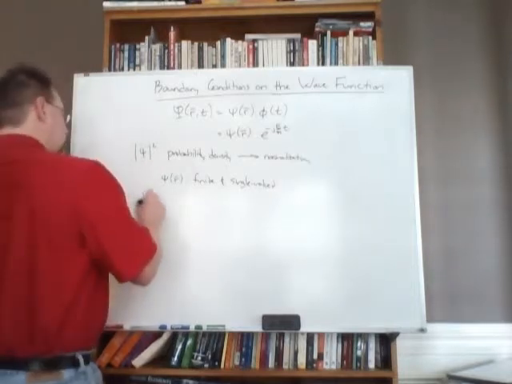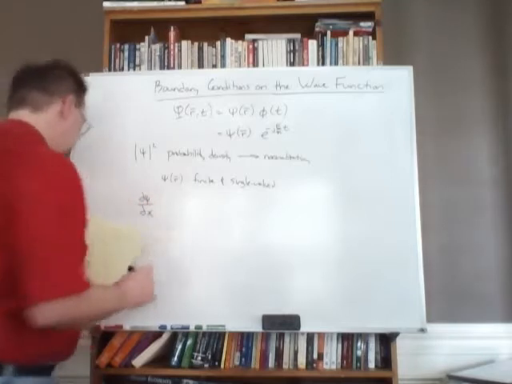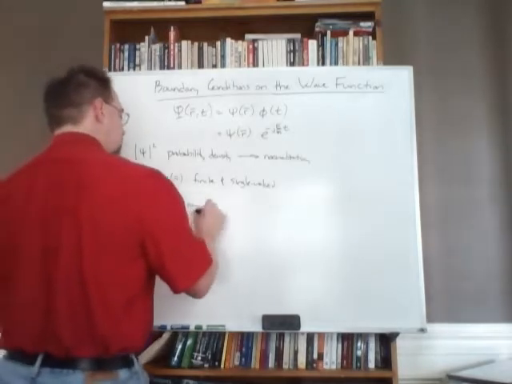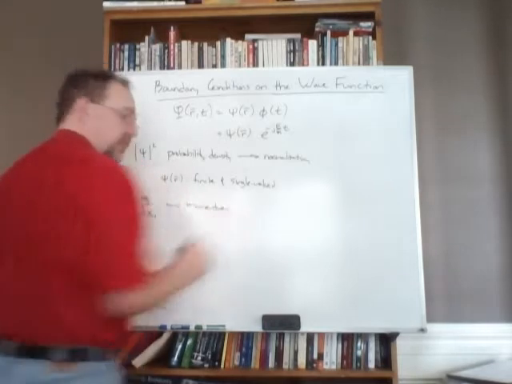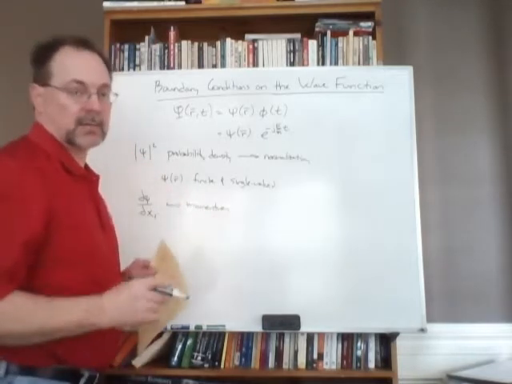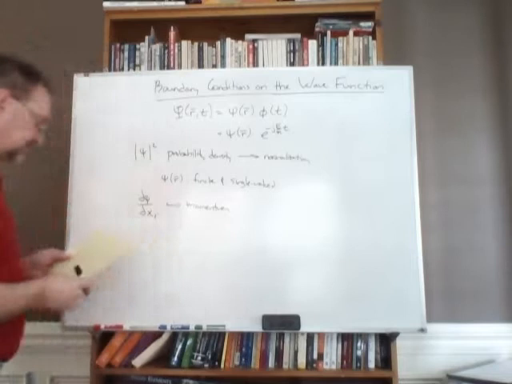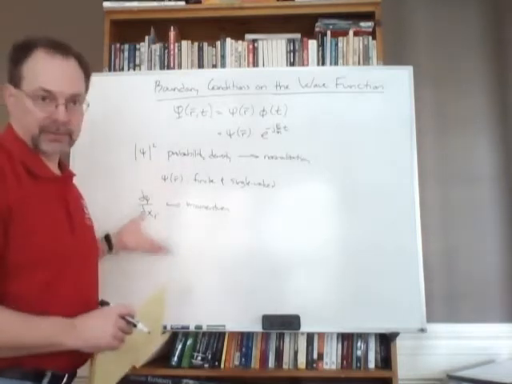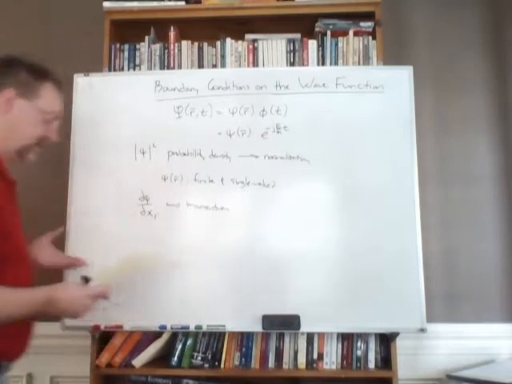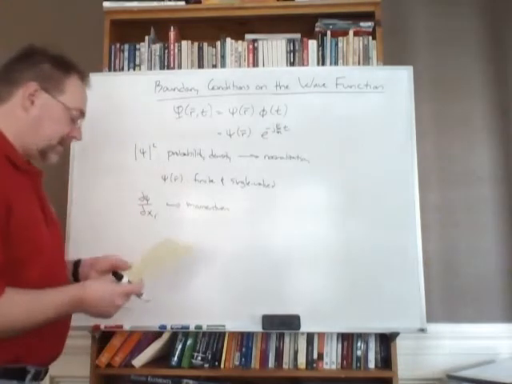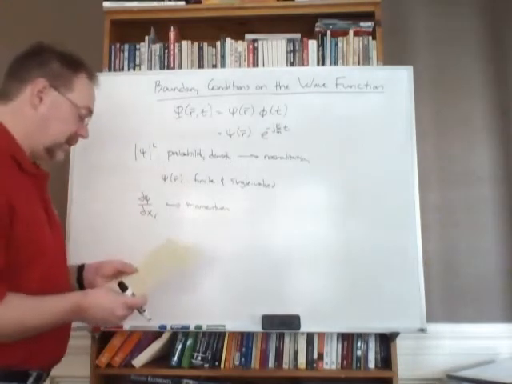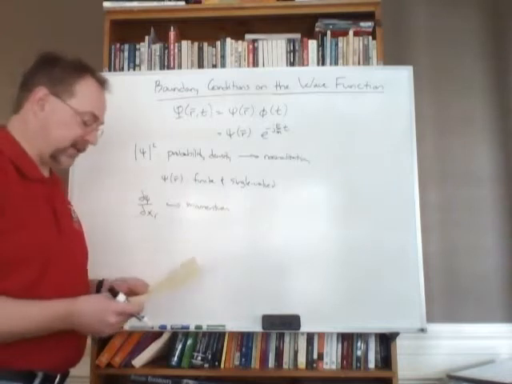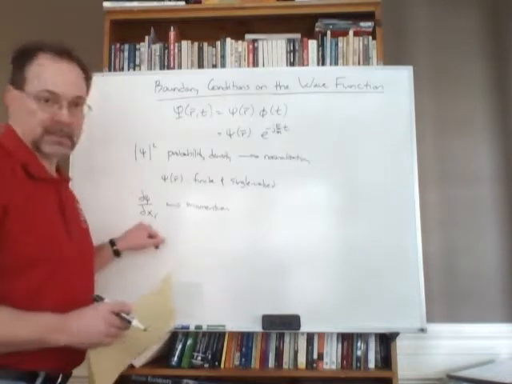On the partial derivative, the derivative of psi, we know that this relates to momentum because of the momentum operator. And because momentum must be finite and single valued, the derivative of psi is going to have to be finite and single valued. And for the energy and the potential to be finite everywhere, then this is going to also have to be continuous.